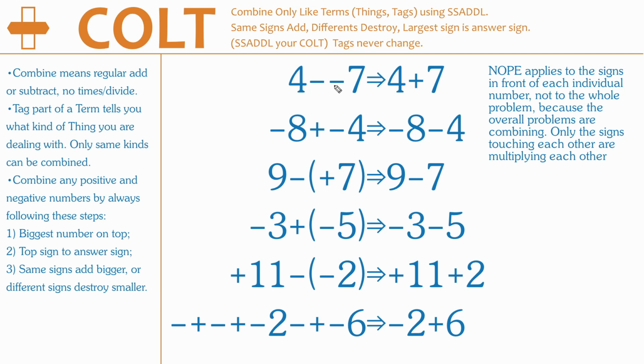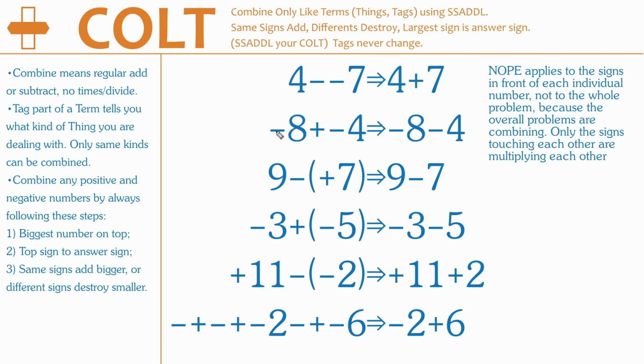And that means they're multiplying. That means you use nope: negative odd, positive even. I have 2 negative signs multiplying in this string of signs, so they become positive because 2 is even. So 4 minus a minus 7 is exactly the same as 4 plus 7. Okay, let's come down here.